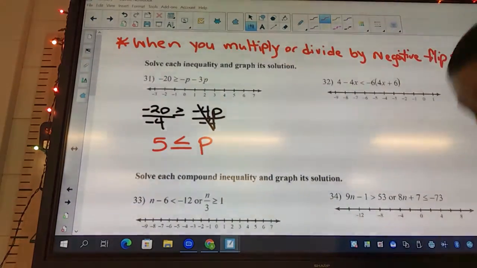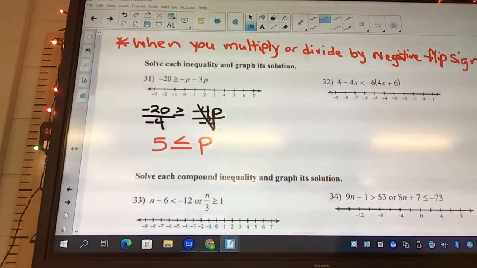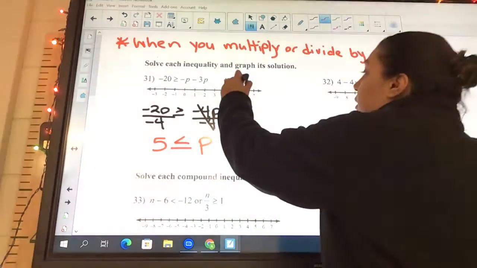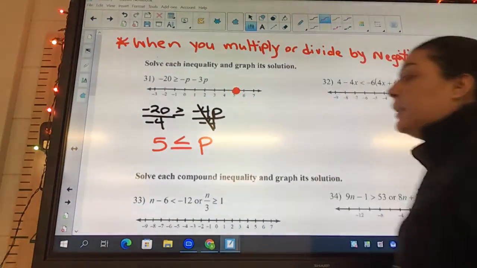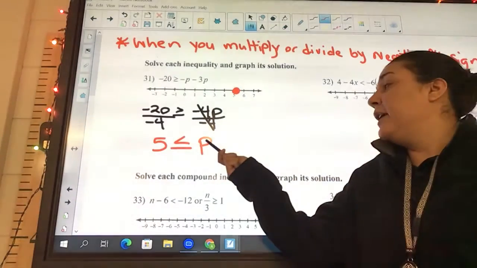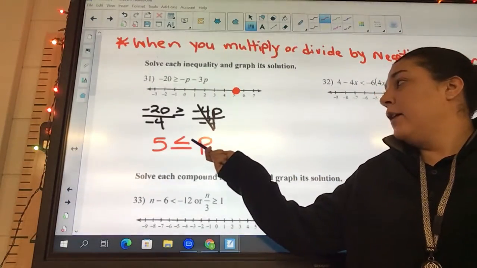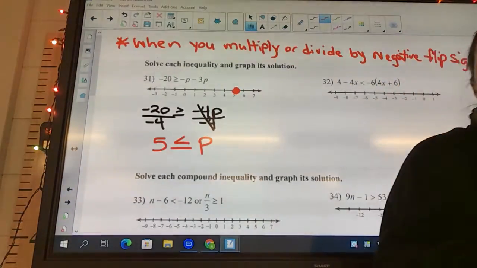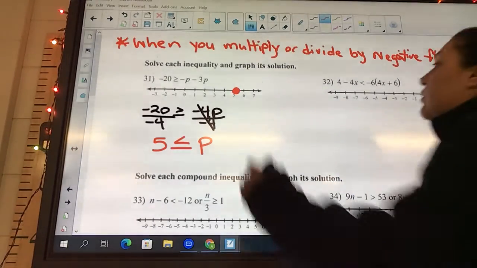Okay, so on the 5, should that be open or closed? Closed. And this says we start at the letter. So P is what? Bigger than 5. So which way are you going to go? To the right.